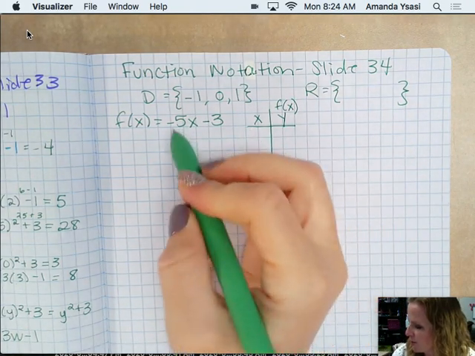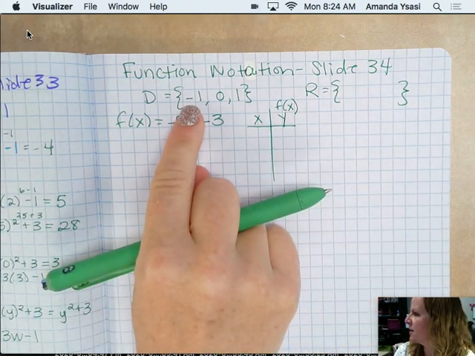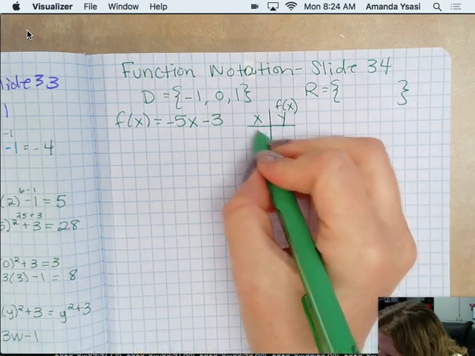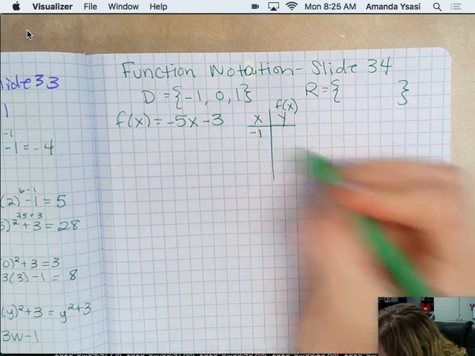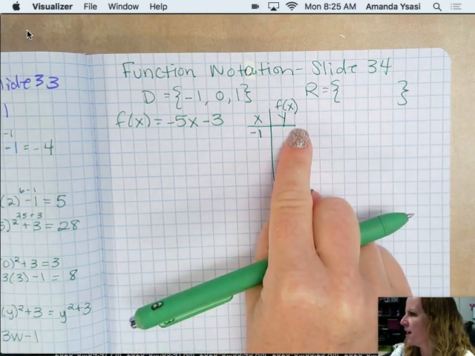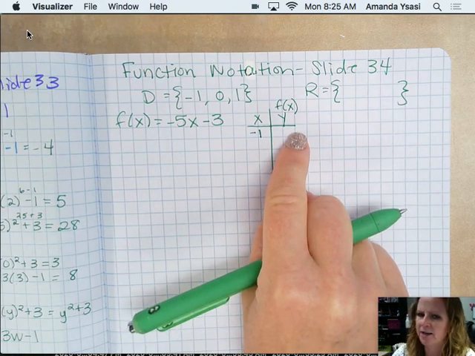So that means I'm going to plug in each of these numbers in order to get my f of x. So I'm going to start with my x values being -1. And so for my y value, my f of x, I'm going to plug in -1.